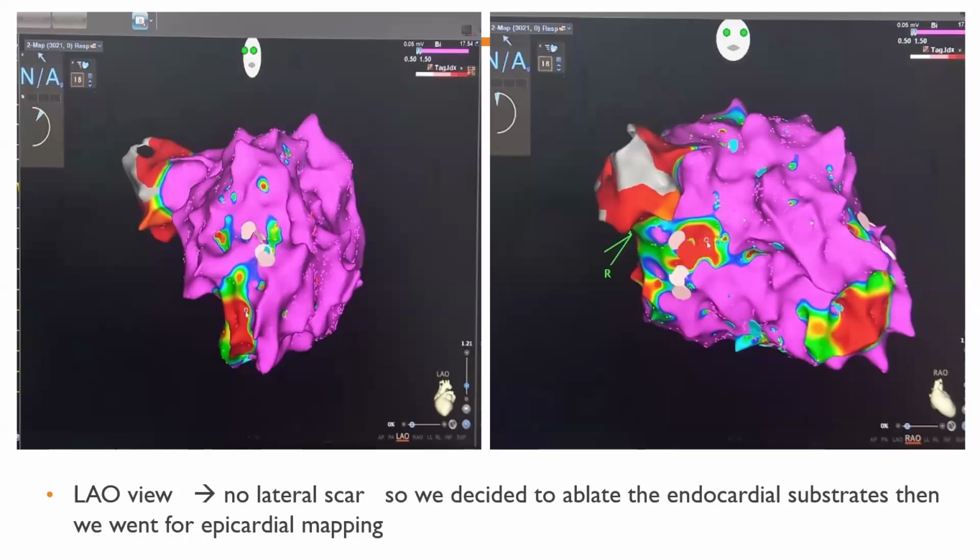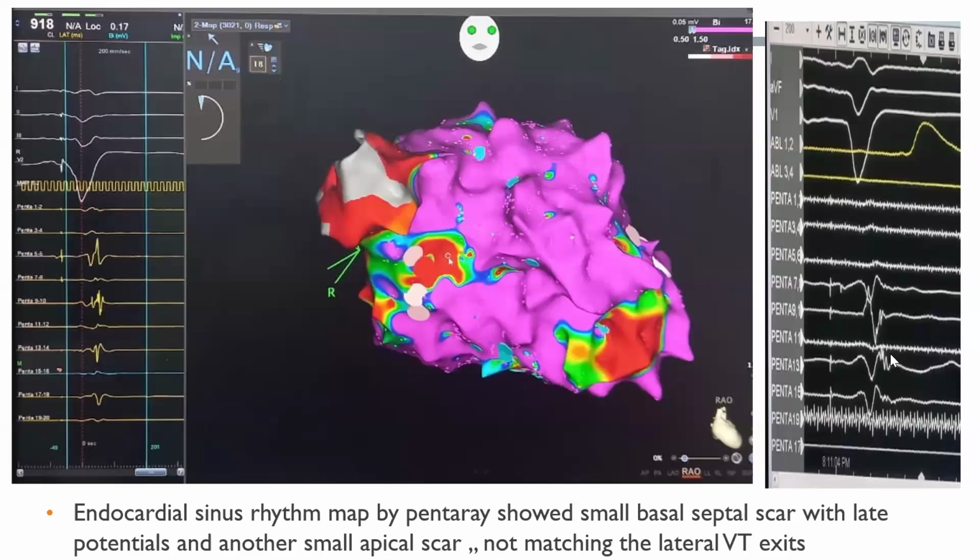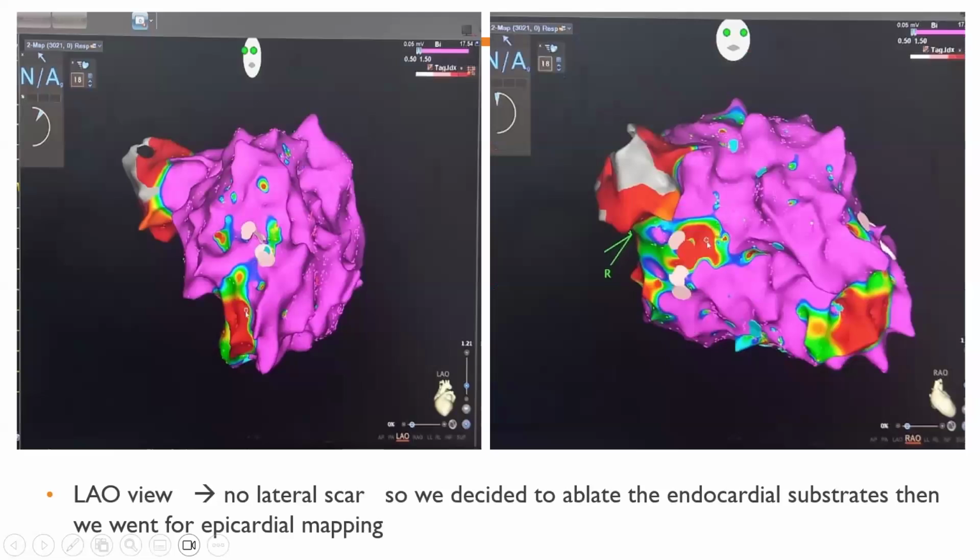So when we found that, we ablated the endocardial substrate, as we can see here. By Bentaray, we could see in Bentaray 13 and Bentaray 15 a post-systolic potential or late potential. We ablated this potential in the basal septum and in the apex, and then we did an epicardial access for epicardial substrate mapping.